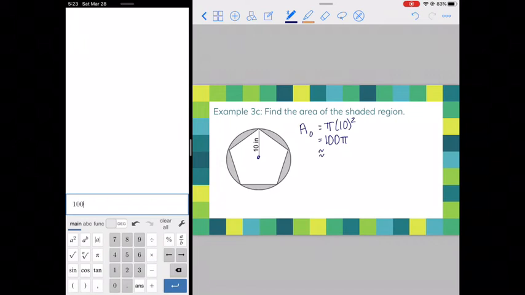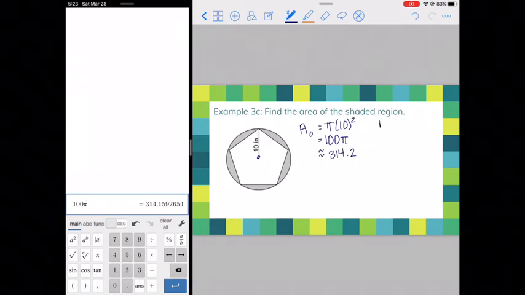So since they were different shapes, I can go on and start estimating. So 100 pi is going to be 314.2. Next, I need to find the area of the pentagon.